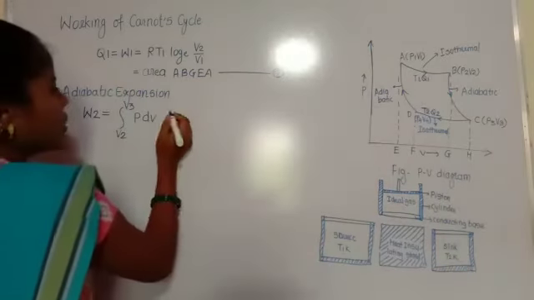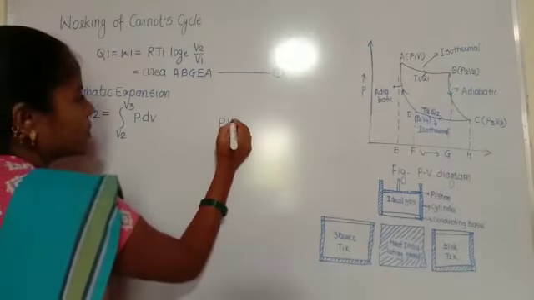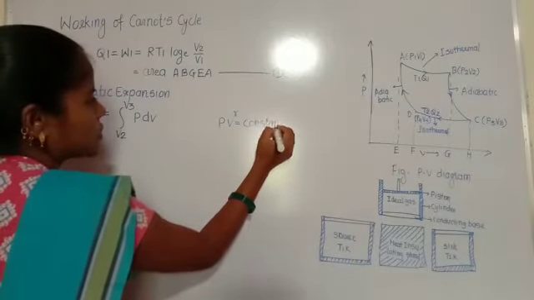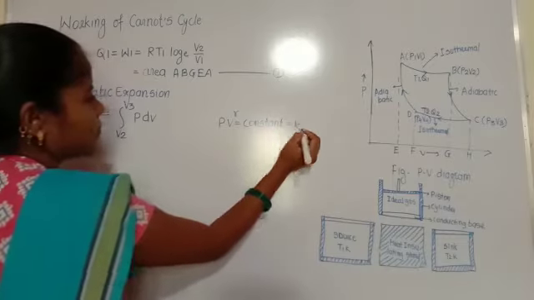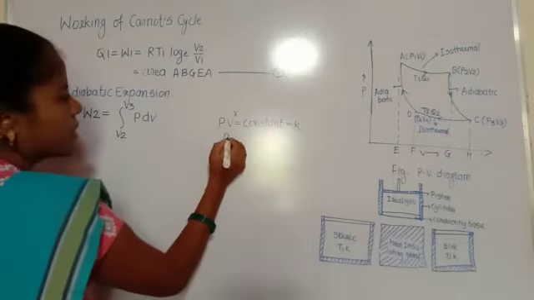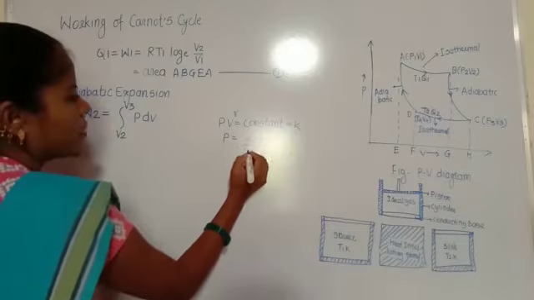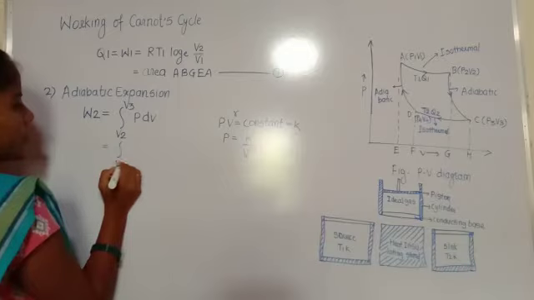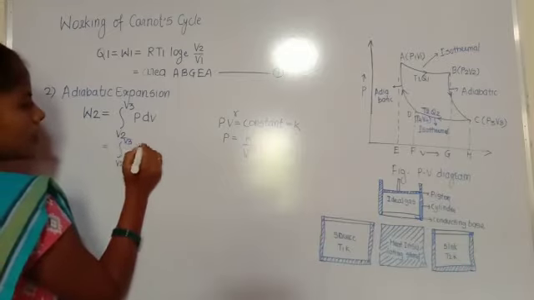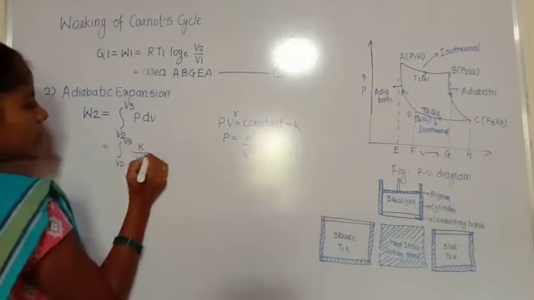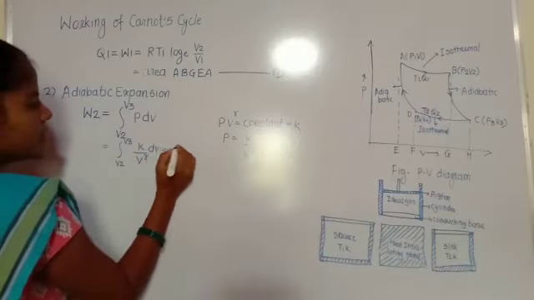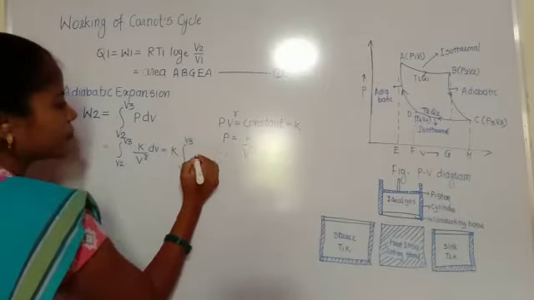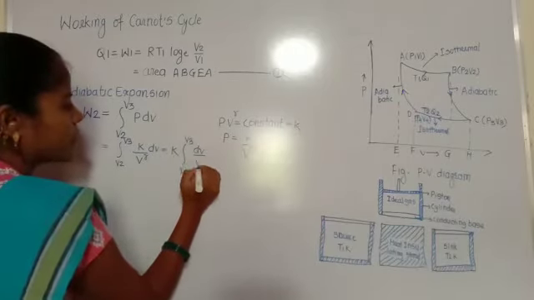We know that according to the adiabatic equation, PV to the power gamma is equal to a constant, and this constant is equal to K. So put this value of P, therefore P is equal to K by V to the power gamma. After putting this equation, we get the integration from V2 to V3 of K into dV by V to the power gamma. This can be written with K outside the bracket, the integration from V2 to V3 of dV divided by V to the power gamma.